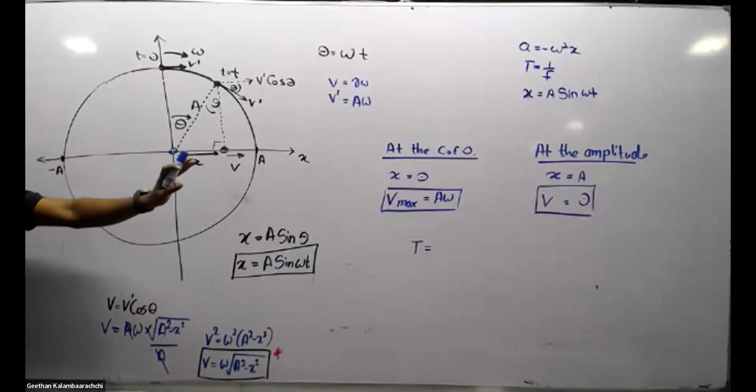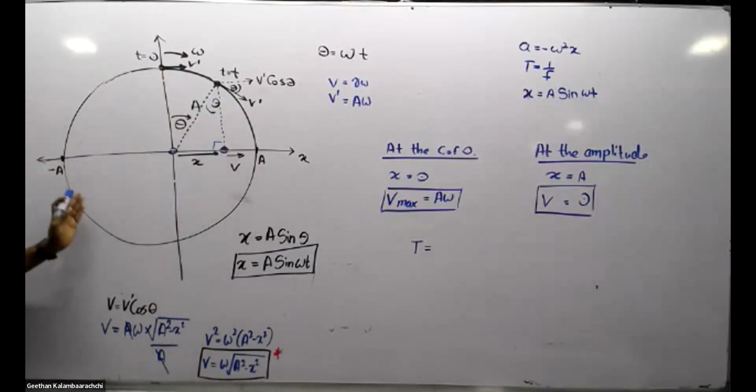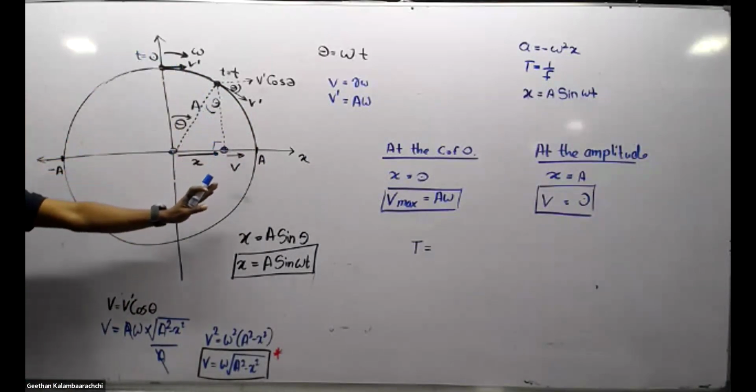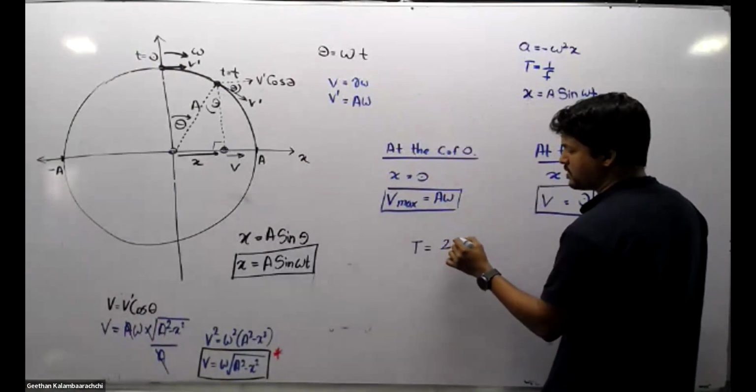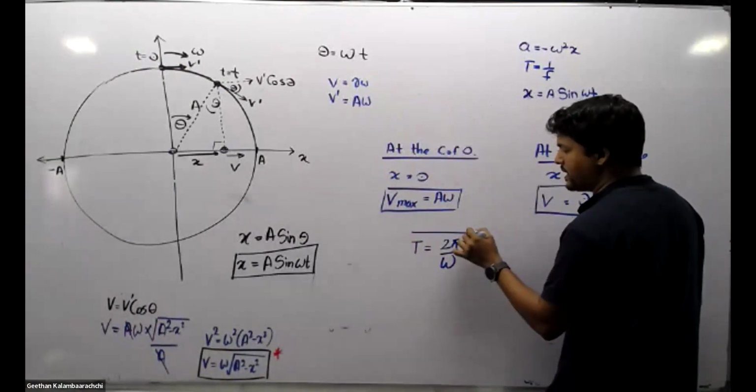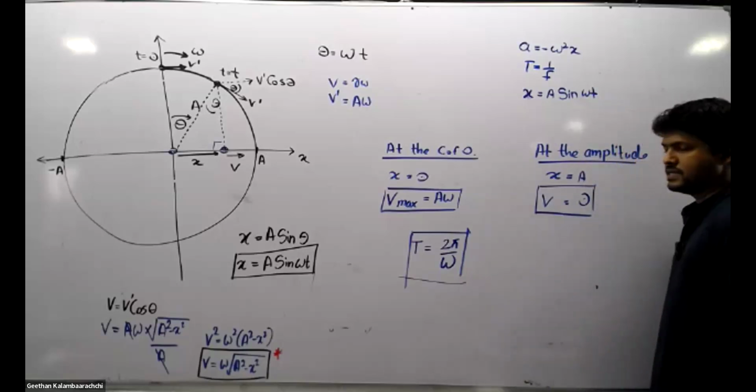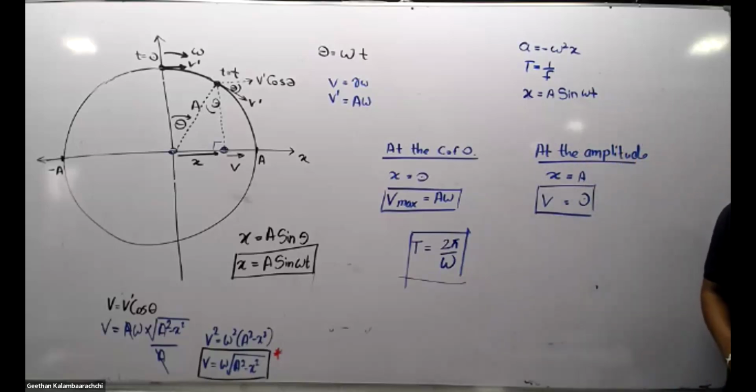So the period of an oscillation is equal to the period of the circular motion, right? How much is that? It goes with the constant omega. So it's 2 pi over omega. It's 2 pi over omega.